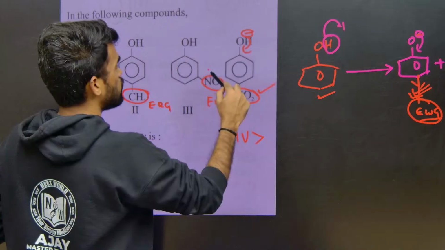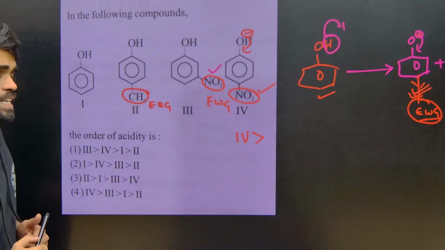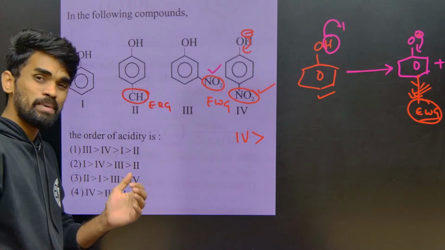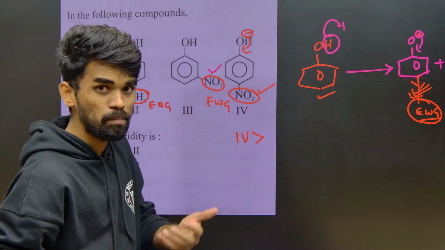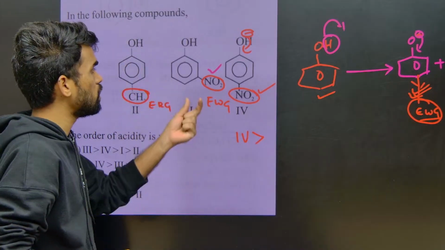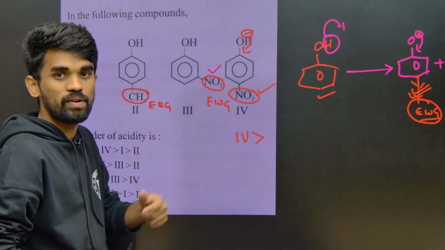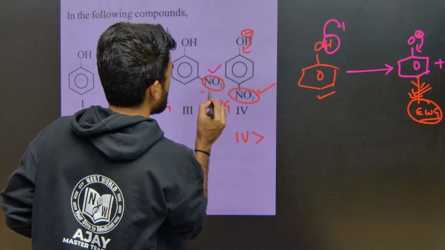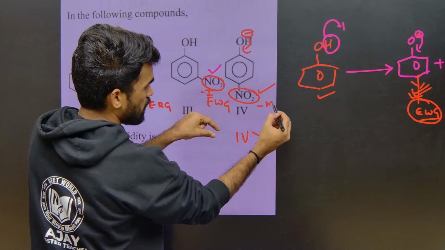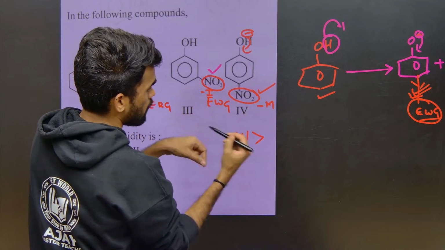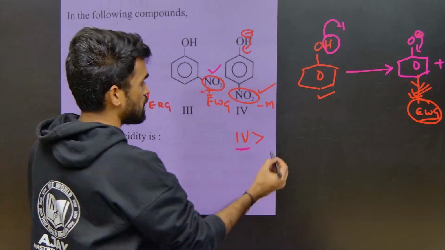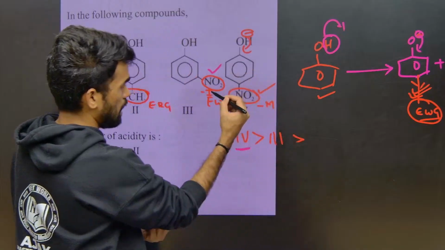See, we have a nitro group, but that is at the meta position. If it is at ortho or para, we know it will stabilize by the minus M effect, but the minus M effect will not work at the meta position, only the inductive effect will work here. So the minus I effect is there. I can say this is the minus M effect, therefore this group has a more effective withdrawing nature, so that will be more acidic. After that, the 3 electron withdrawing group.